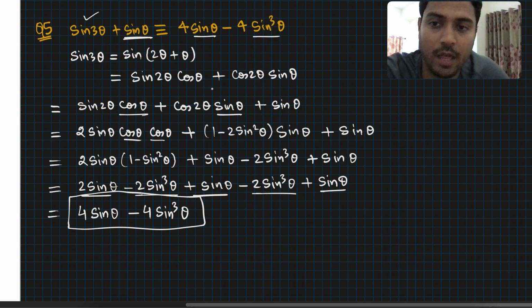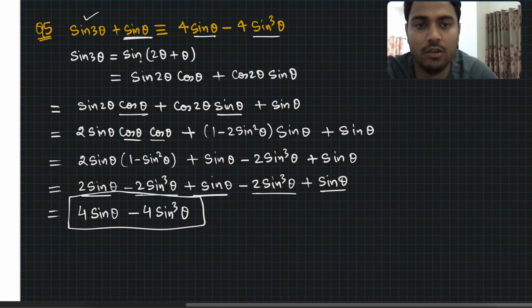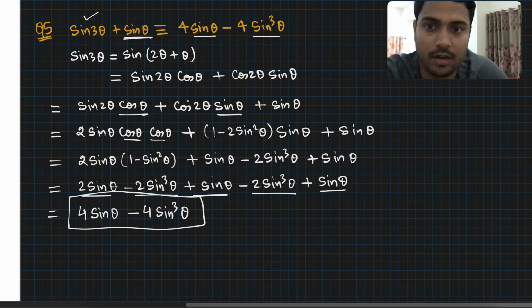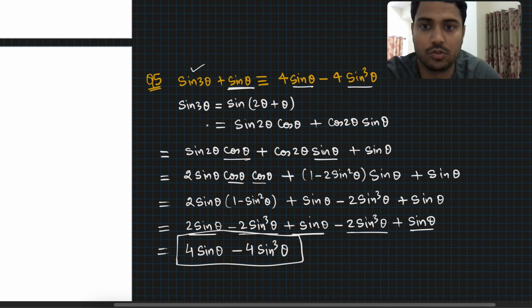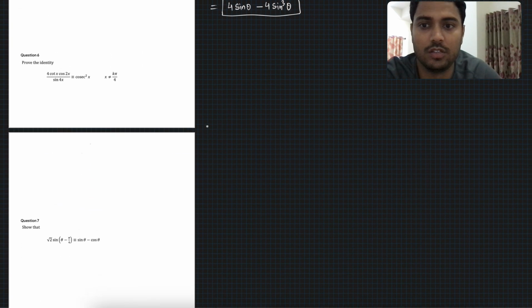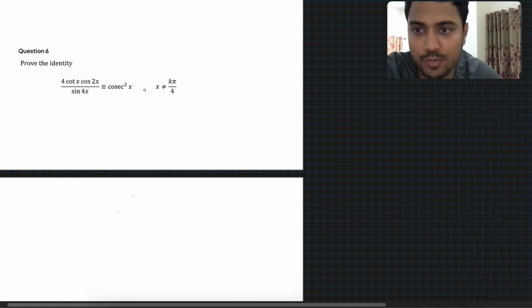While proving such questions based on trigonometry, we just have to check what we have to convert into ultimately. So right from the beginning till the end, try to convert everything into that function. We have to convert it into sine. So this was question number 5. Let's move on to question number 6 now. Question number 6 says prove the identity 4 cot x cos 2x upon sin 4x is equal to cosec square x. So let me write down this one. Question number 6.